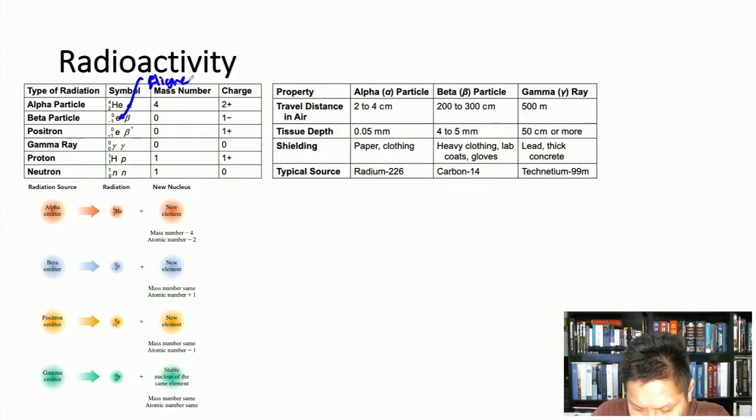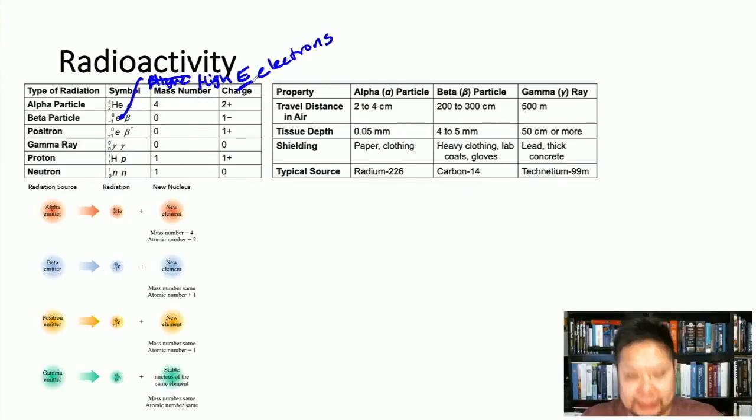High energy electrons. By the way, if you don't remember, when I write a big E like that, it just means energy. So those are high energy electrons, right? The next type of particle is called a positron.